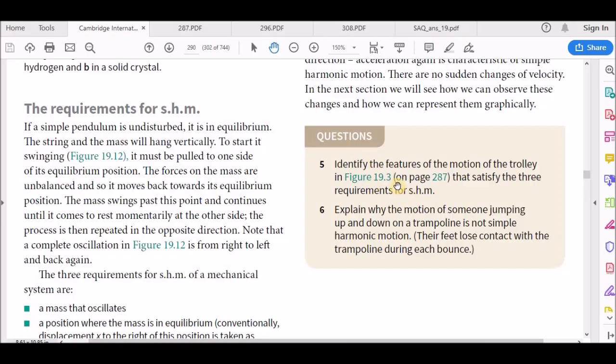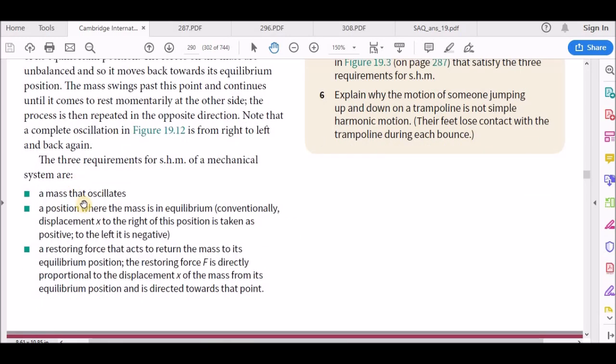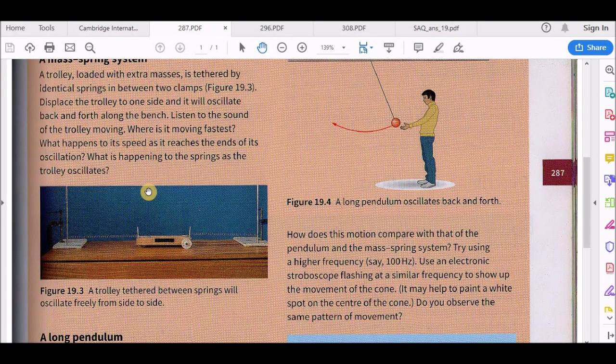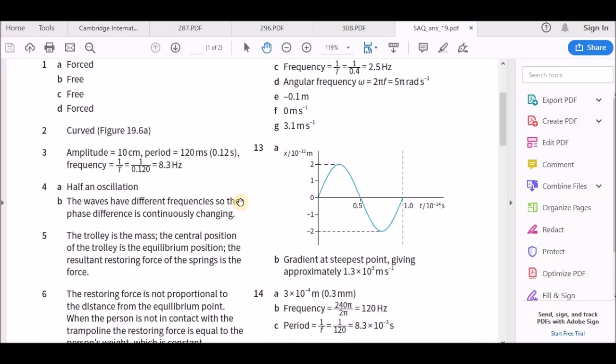Now we'll try to answer this question. Identify the features of the motion of the trolley in figure 19.3 that satisfy the three requirements for simple harmonic motion. So we have a mass that oscillates, which is the mass of the trolley, and a position where the mass is in equilibrium, that is in the middle. To the right we take as positive, to the left we take as negative. Then restoring force, I already explained that. Let's look at the answer.